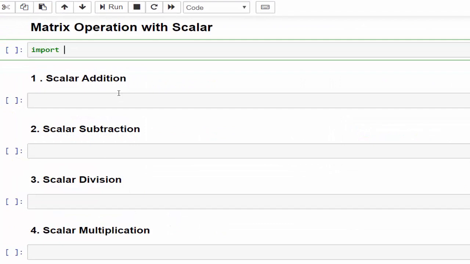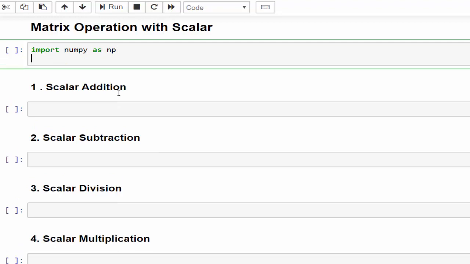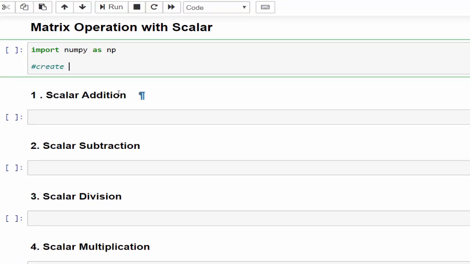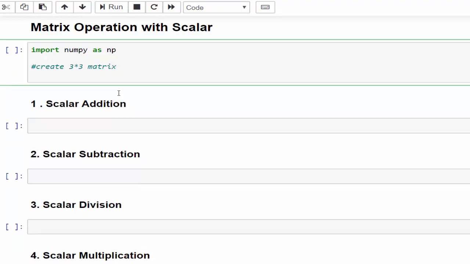First we have to import the NumPy library. So import numpy as np. Then I am going to create a 3 cross 3 matrix. We have already learned how to create a matrix, so you can just glance at those videos. So matrix M equal to np.array. Now it's a 3 cross 3 matrix, so within the list, another list: 10, 20, 30. This is the first row.